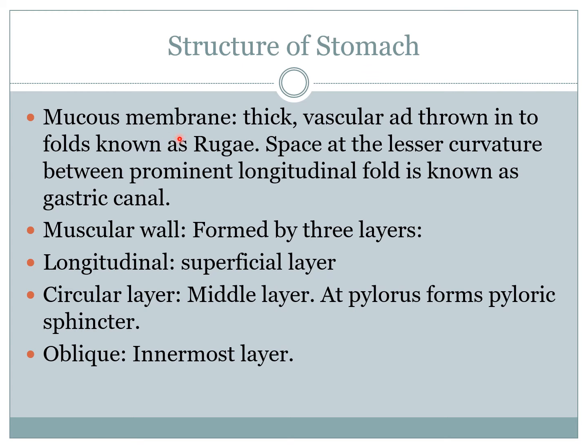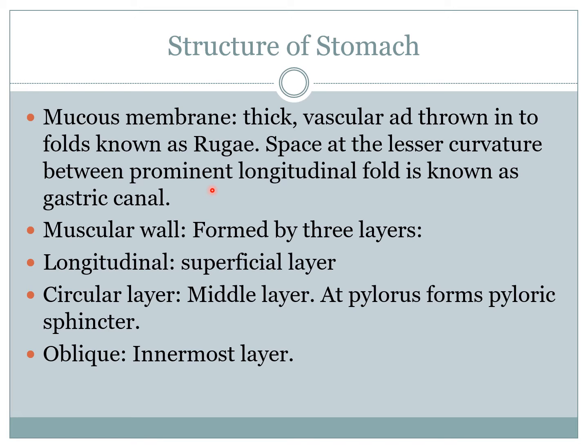Now next, structures of the stomach. Histologically the stomach is divided into 4 layers: innermost the mucous membrane, second the muscular wall with longitudinal, circular and oblique layers of muscle. The mucous membrane is thick, vascular and thrown into folds known as the rugae. The space at the lesser curvature between the prominent longitudinal folds is known as the gastric canal.